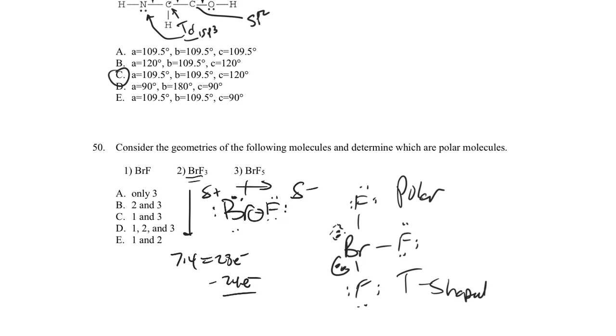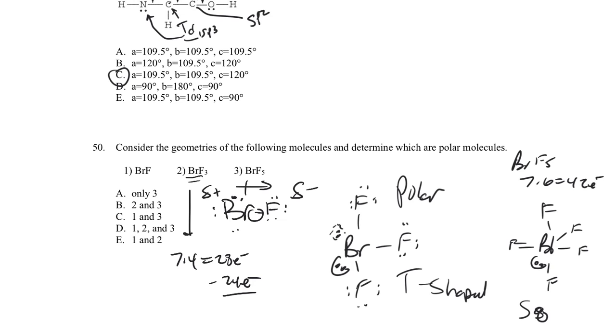BrF5, so that's 7 times 6, that's 42 electrons. That's a central bromine, 5 fluorines, and then a lone pair. So this is square pyramidal. With the electron pair opposite a fluorine, we have a buildup of negative charge behind the molecule, definitely polar as well. So all these molecules here are polar. So 1, 2, and 3 are polar.